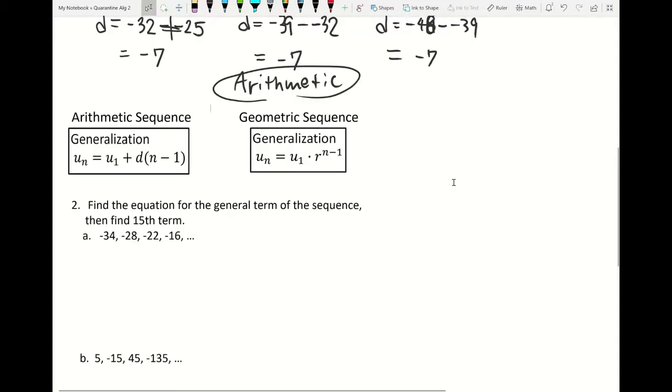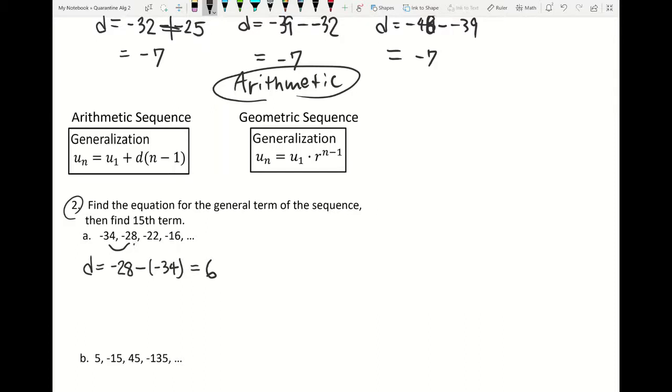Okay, let's move on to the next problem. First, for this problem, we will check to see if it's arithmetic. So, to find a common difference, again, do you remember how to do that? We'll pick the second number, negative 28, and then you're going to subtract the number one previous, negative 34. And if you do the math, you will get, let's see, what do we get? We get 6.